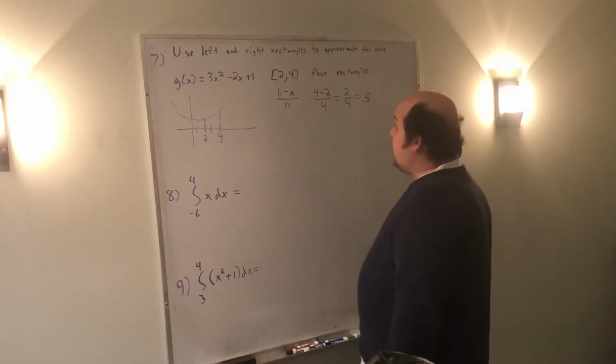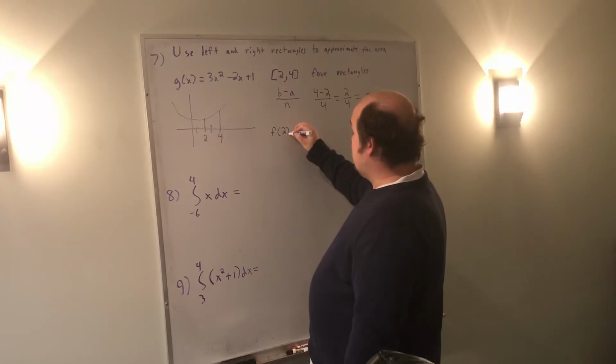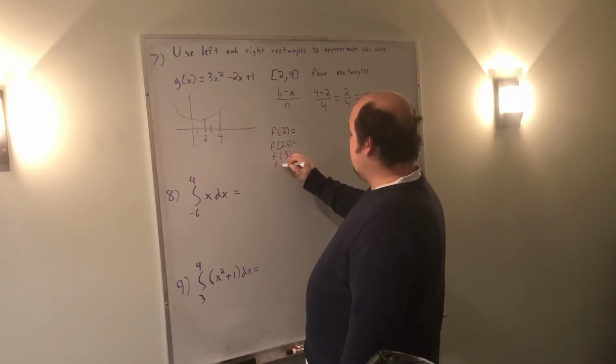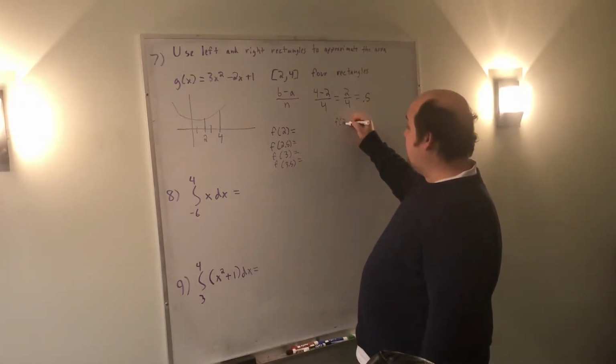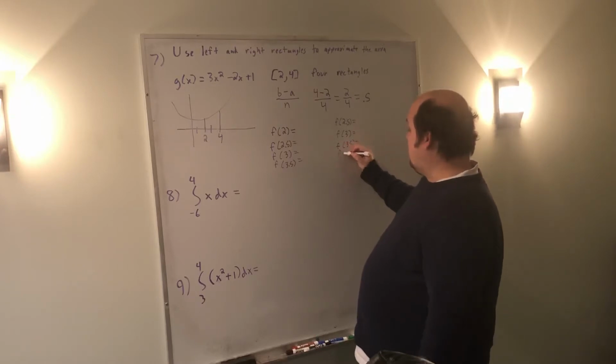So if I'm doing left-sided rectangles, I'm going to need to find f of 2, the left side starting point. Then I'm going to have to move to 2.5, 3, and finally 3.5. If I'm doing right-sided rectangles, I'm going to have to start at 2.5, go to 3, 3.5, and finally 4.